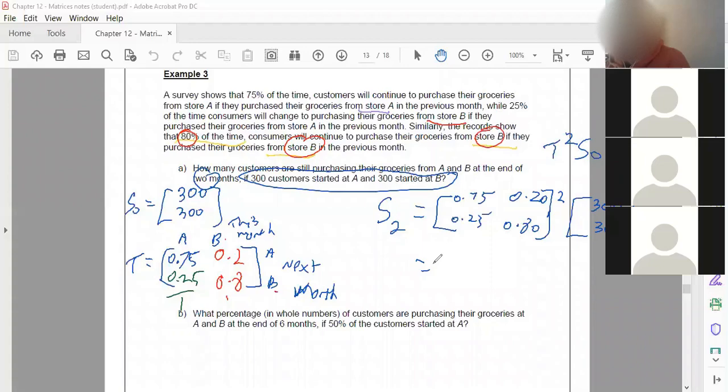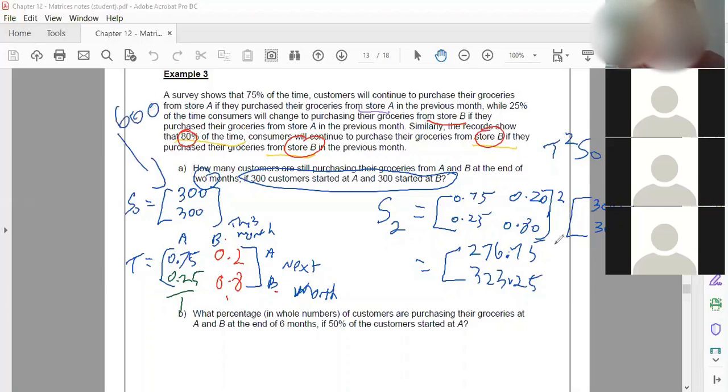Matrix. Oops, that one there. 0.75 tab, 0.2 tab, 0.25 tab, 0.8 tab, power of 2, right arrow times, and we've got this one here, 300 and 300. Okay, when I do it, I get 276.75 and 323.25. Now remember, I can't have any more than 600 because 300 and 300 adds up to 600.